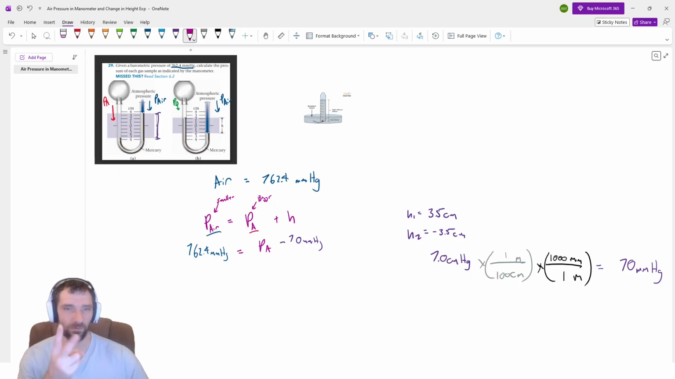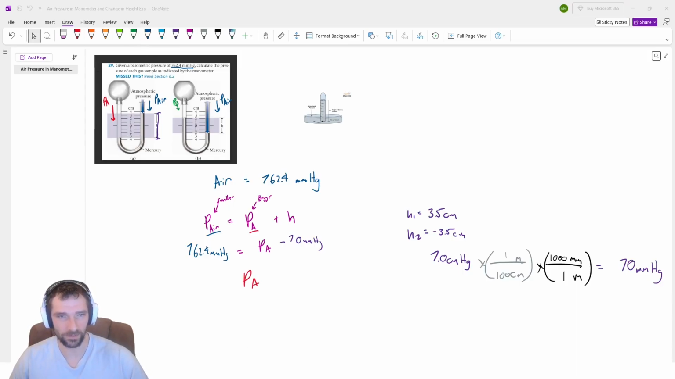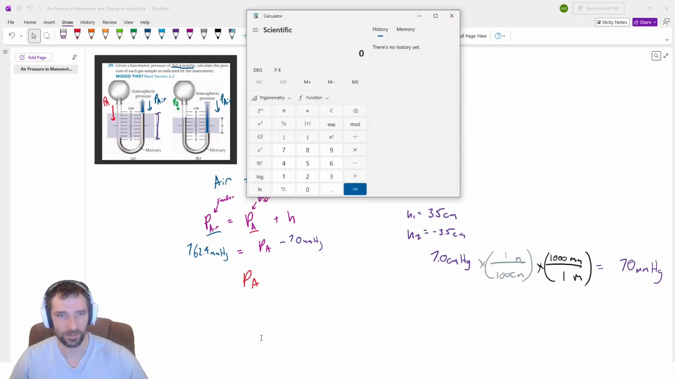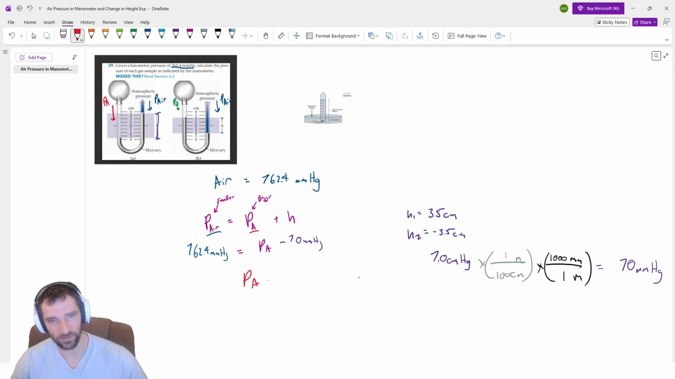So again, you can flip those pressures as long as the height value is used appropriately. This formula could be written in slightly different arrangements. So here we're saying that P A is equal to 762.4 plus 70, or 832.4.